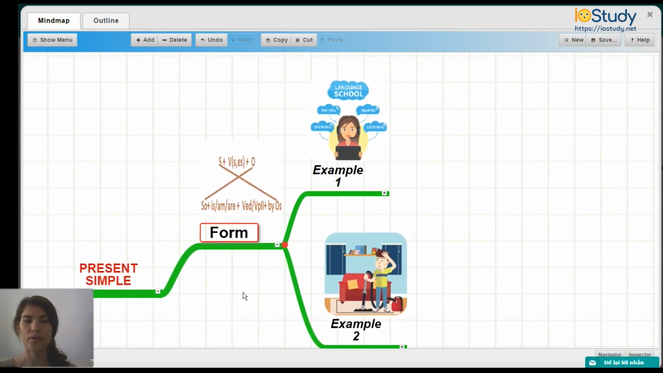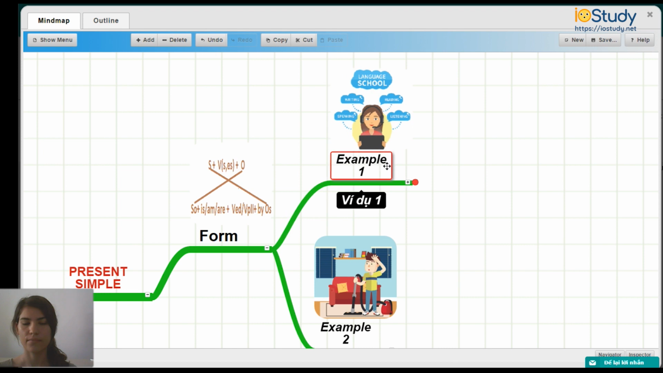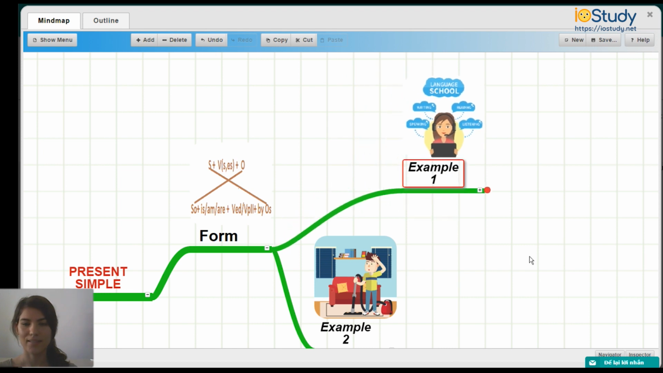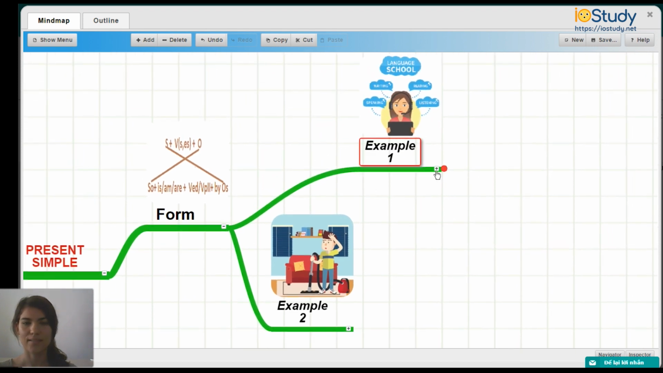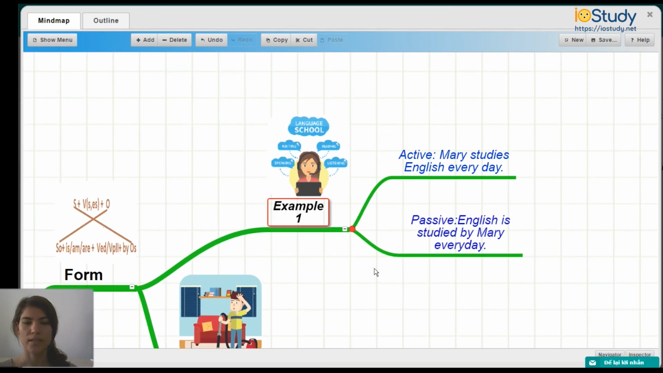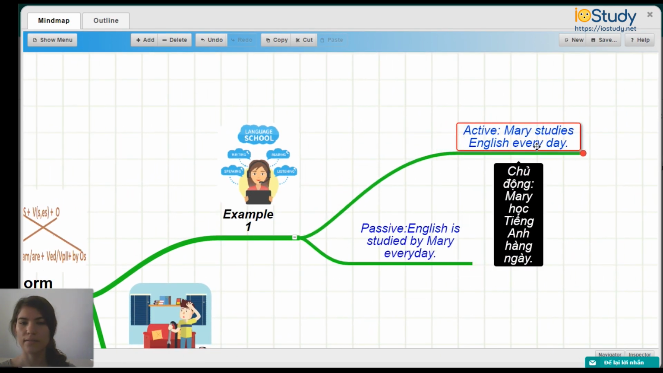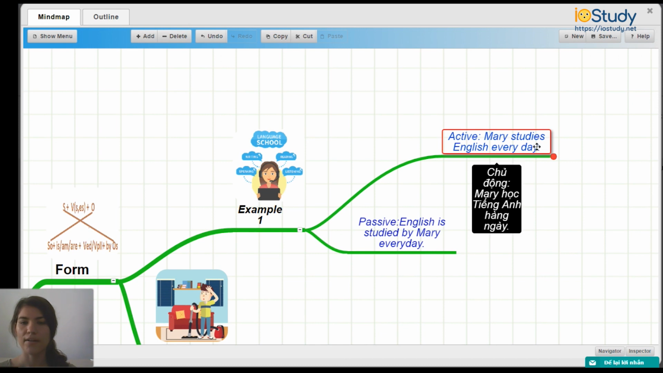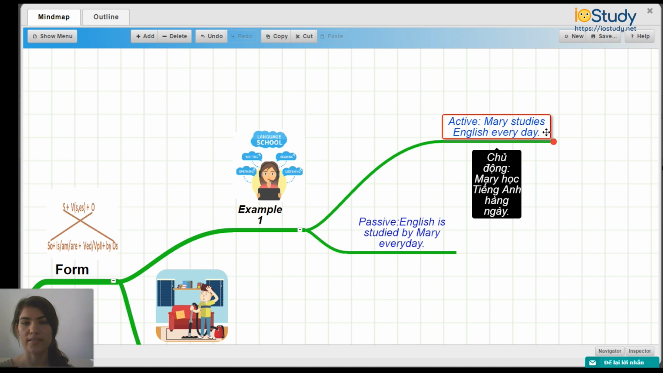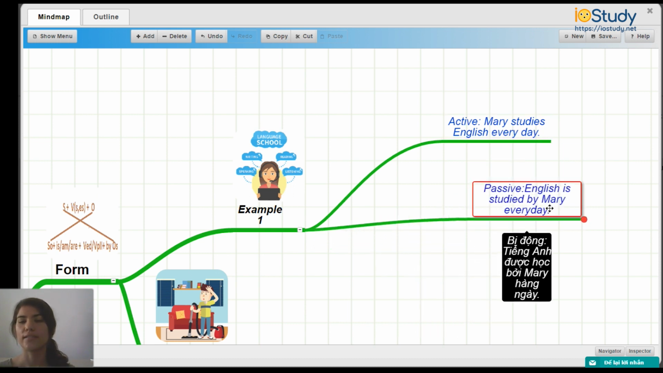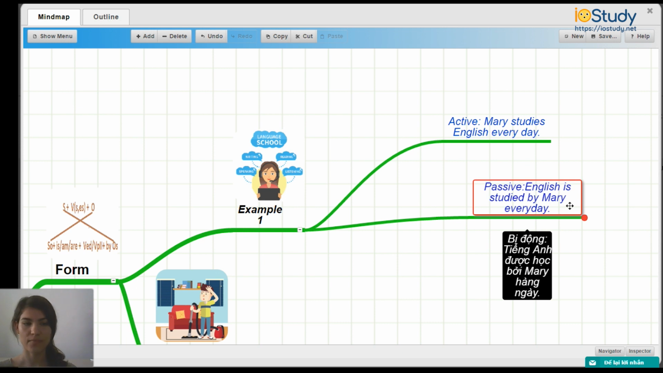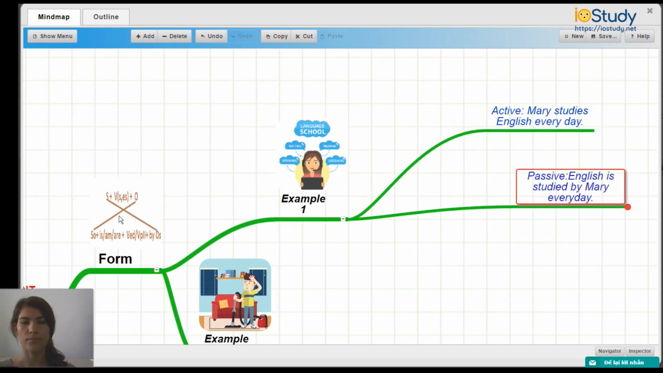Okay, so example number 1 and example 2. So example number 1, Mary studies English every day in the active voice. And passive voice, English is studied by Mary every day. So as you can see here in these two examples, active and passive, we're using this form.